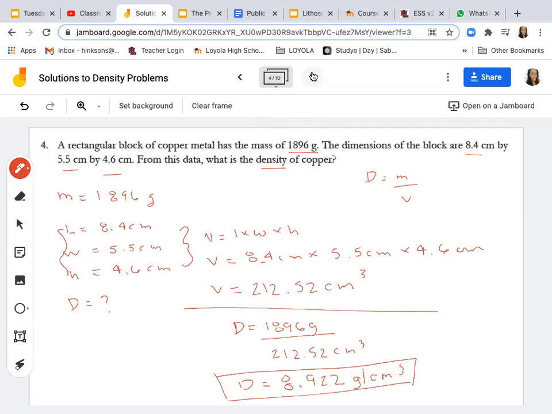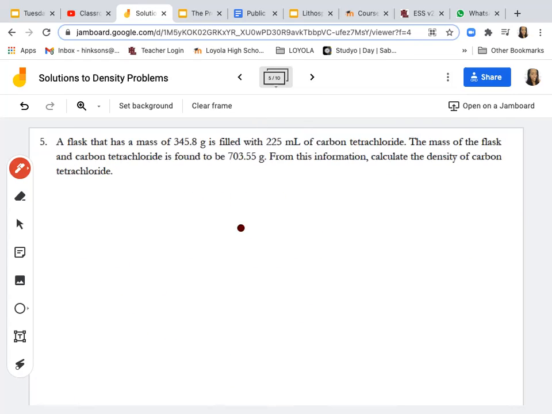All right, Fulano is next on the science and technology show. Okay, wait, hold on. Let me read it. A flask that has a mass of 345.8 grams is filled with 225 mLs of carbon tetrachloride. The mass of the flask and the carbon tetrachloride is found to be 703.55 grams. From this information, calculate the density of carbon tetrachloride.